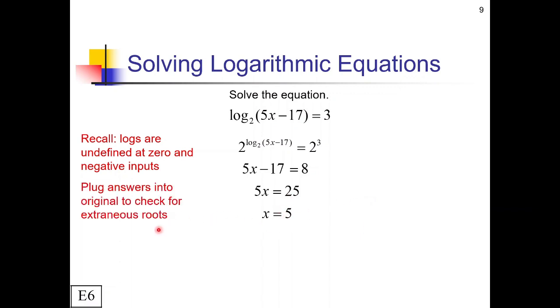So you always have to check by plugging your answers into the original to see if you get any of those extraneous roots. So if I plug 5 back in for x here, 5 times 5 is 25, minus 17, you could check to see if it actually all comes out to 3. The thing I'm looking for right now, though, is just making sure I'm not taking the log of 0 or a negative. And I'm definitely not. Log of 8 is a positive. So nothing's undefined at x equals 5, and I'm feeling good about our answer.